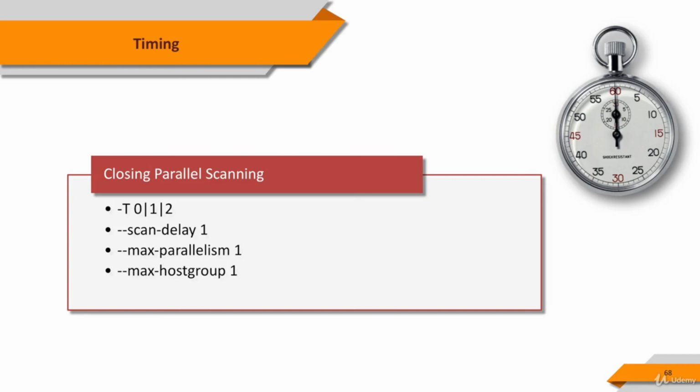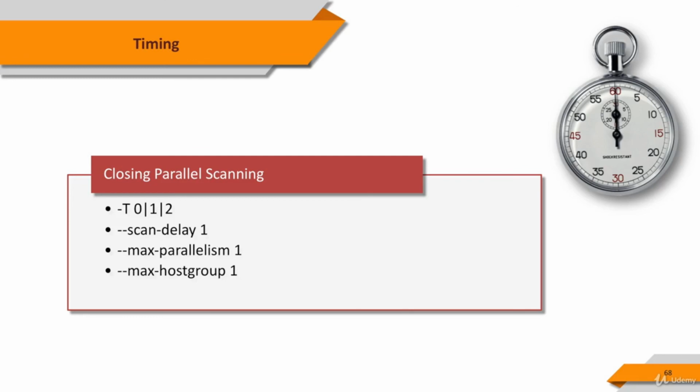When a maximum group size is specified with max host group, Nmap will never exceed that size. So if you specify maximum number of hosts in a group as 1 using max host group option, there will be only one host in the group, and only one host will be scanned at a time.